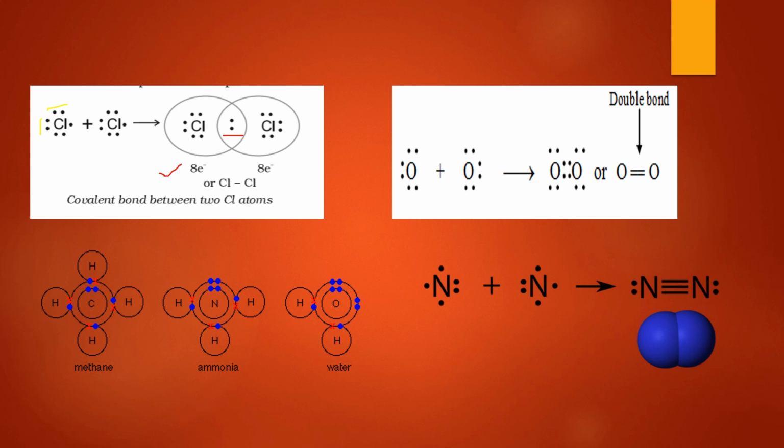Similarly, oxygen has 6 electrons in the outermost shell and it needs 8 electrons. So 2 electron sharing takes place and hence a double bond is formed between the two oxygen atoms. Now taking the example of nitrogen. Nitrogen has 5 electrons in the outermost shell, and in order to complete its octet it needs 3 electrons. So 3 electron pair sharing takes place and a triple bond is formed between the nitrogen atoms in the nitrogen molecule.